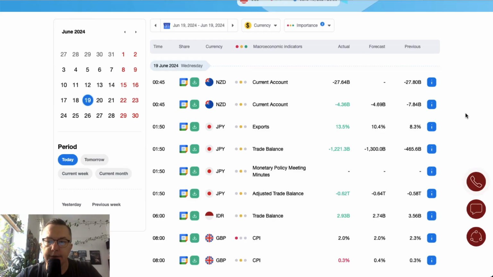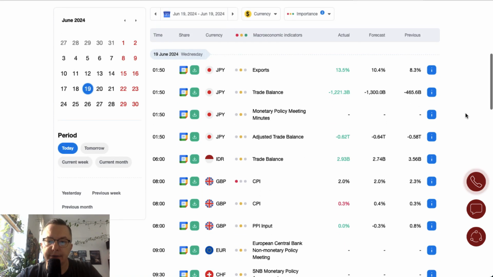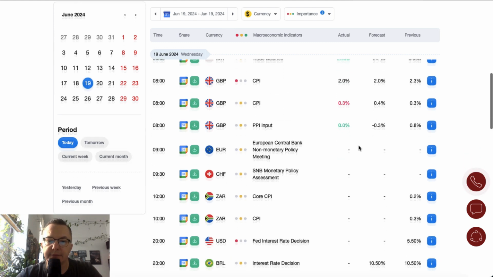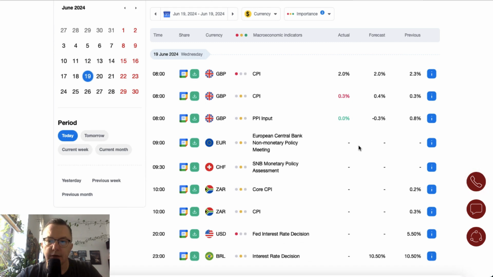New Zealand data were released overnight in the form of the current account. Then we got plenty of data from Japan: exports, trade balance, adjusted trade balance, and the monetary policy meeting minutes. Most of this data were better than expected, and we are still waiting for other data from Japan. Nevertheless, CPI from the UK has been released and it's in line with the expectations.